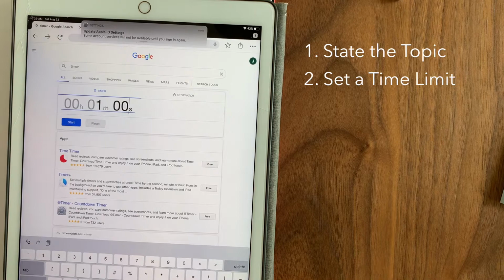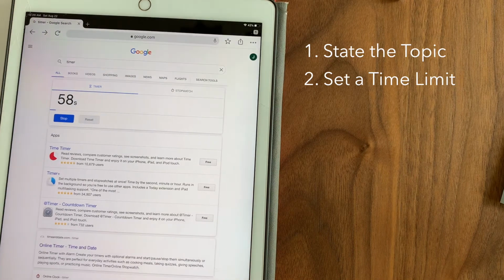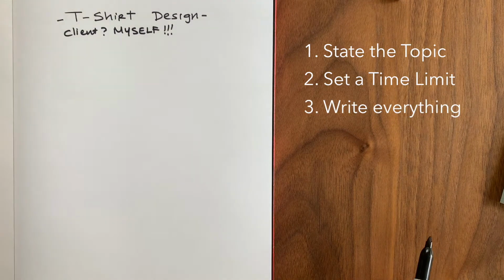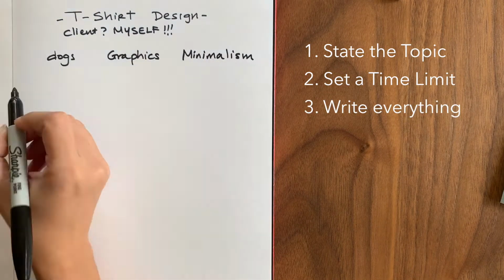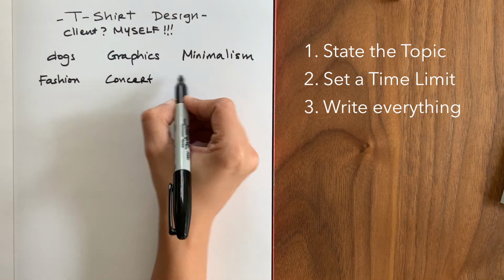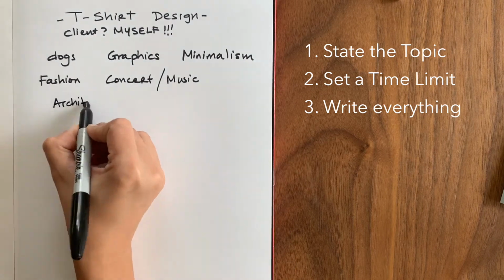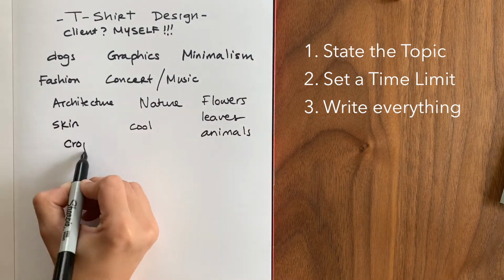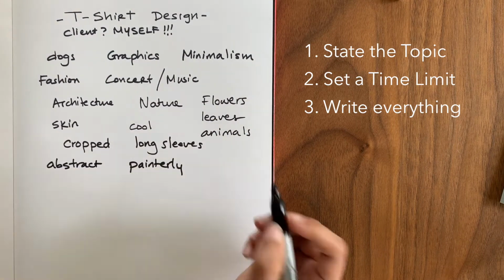Set a time limit. I like to set the time somewhere between 1 and 5 minutes. You don't want it to be too long. And the brainstorming part here is to write down everything that comes to your mind. Even if you think that it's not a good idea, just put it down and you can get rid of it later.